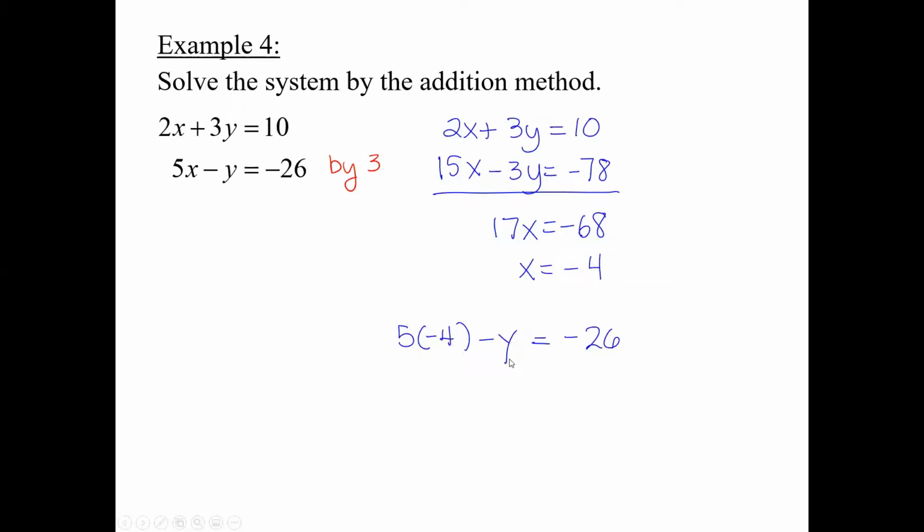So 5 times -4 minus y equals -26. Multiply that out, take it to the other side. So we're going to add 20 to both sides. And then if negative y equals -6, then positive y equals +6. So our answer then is the point -4, 6.